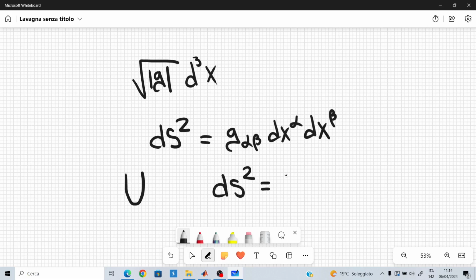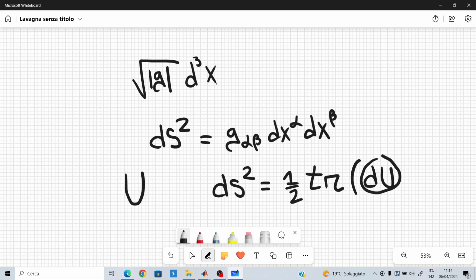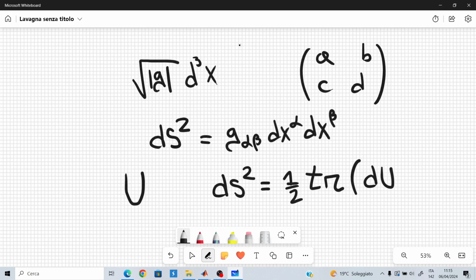ds squared can be defined as 1/2, so this is just a factor which is not so important. But now comes the important part. We take the trace of du, and by du in this case I mean the differential of U. So I have a 2x2 matrix A, B, C, D, for example. I can write it like this. You have to remember that A, B, C, and D in SU2 should satisfy some constraints. U dagger U should be equal to the identity, right? Or if you want, U dagger equals the inverse.